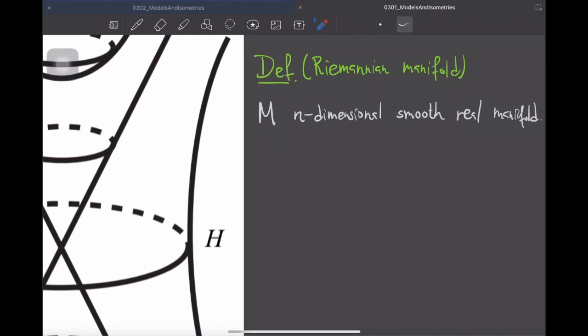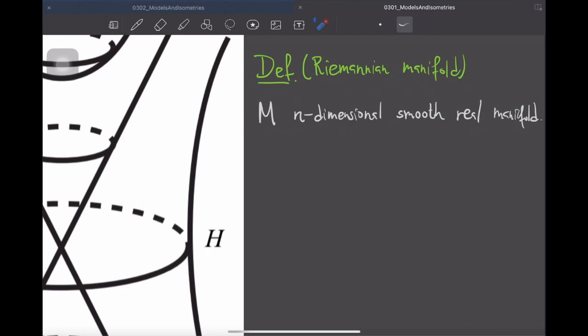Well, I mean that M has some open cover. I mean, M comes equipped with a set of charts, right? And the union of the open sets in the charts covers the whole M. And whenever two open sets belonging to charts have non-empty intersection, the transition function on the intersection is of class C infinity. Right? So that's what I mean by smooth.